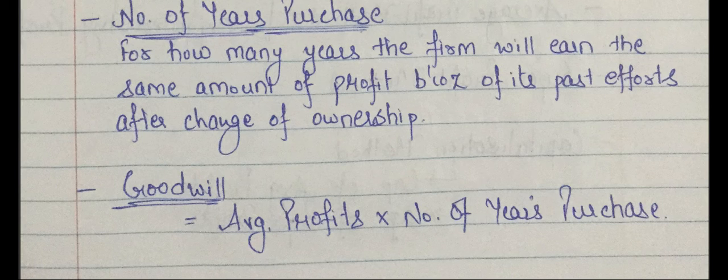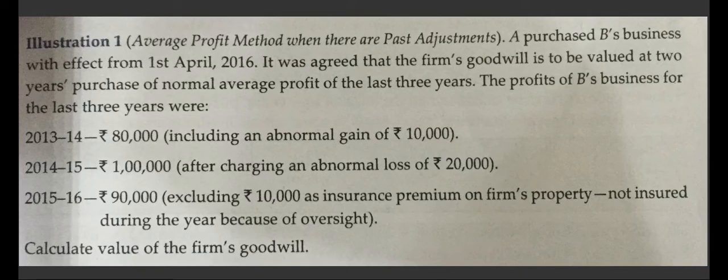So let's do some practical problems on this method. Let's see problem number 1. It says, A purchased B's business with effect from 1st of April 2016. It was agreed that the firm's goodwill is to be valued at 2 years purchase. How many years of purchase? 2 years. Number of years purchase is 2. 2 years purchase of the normal average profit of the last 3 years.